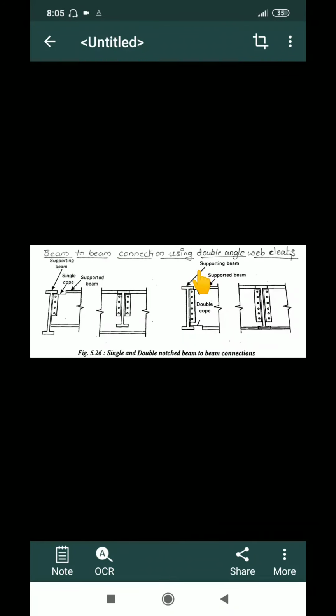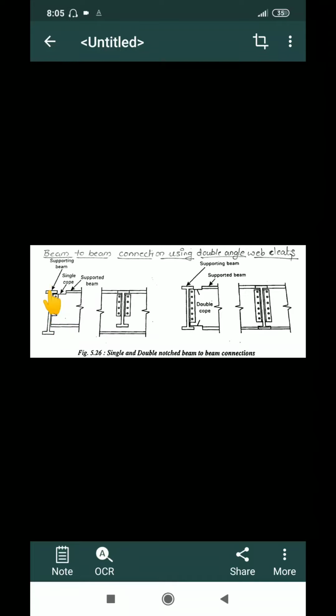In this there are different types. Beam to beam connections are of different types. First we'll start with using double angle web cleats. Web cleats are nothing but the cleat angles which are used for connecting the web sections.